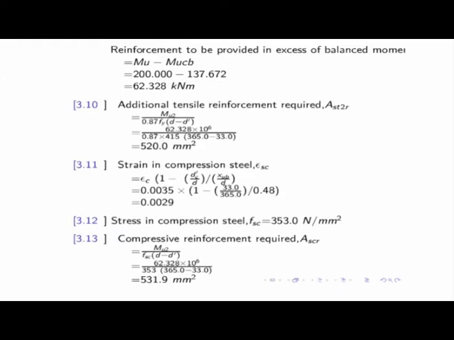You have to give the gap between two bars. One criterion is 25 millimeter, or the maximum diameter of the bar you are providing. Say you are providing 16 millimeter dia and 12 millimeter dia bars. Out of that you take 16 millimeter, and then you have another option of 20 millimeter. So out of 16, 20 and 25, you have to use 25. That is the gap you have to provide.